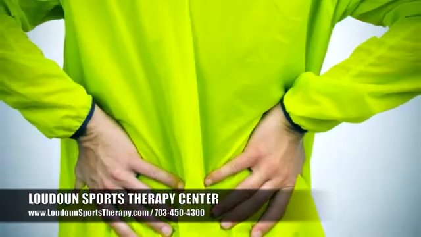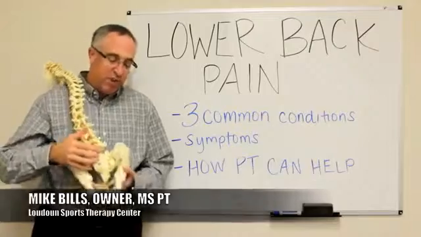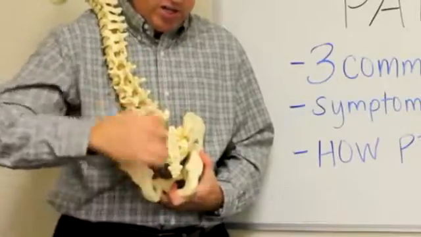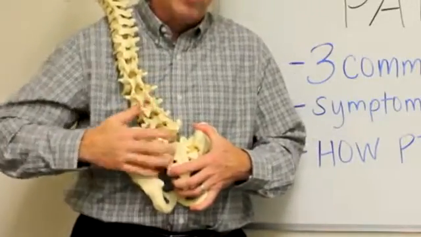So the second cause of a back problem is something called a sacroiliac joint dysfunction, or a sacroiliac dysfunction. The sacroiliac joint is the junction between your pelvis here and your tailbone. So the sacroiliac joint is this junction right in here where those two bones come together.